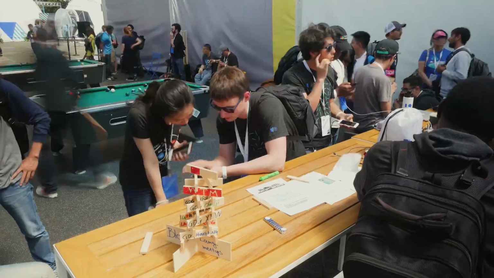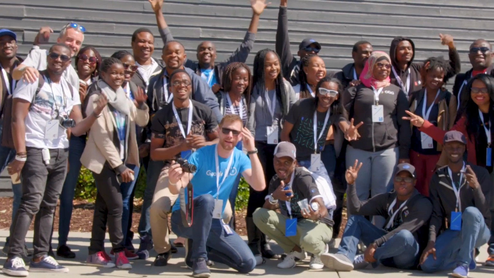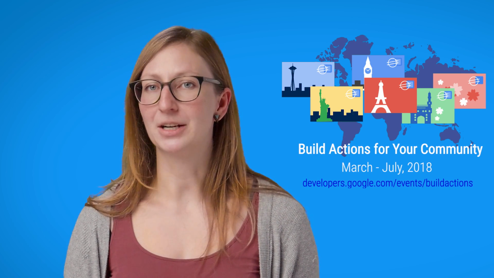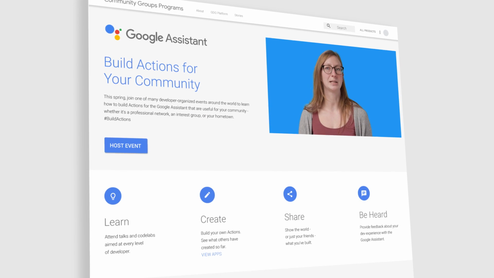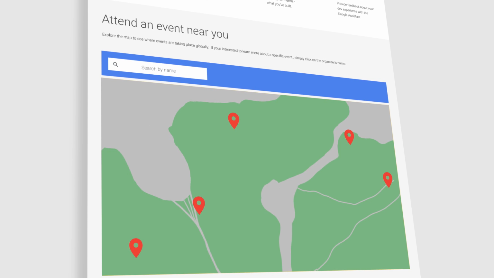If you have an idea that you care passionately about, improves your life, or supports a community that you're a part of, this is your chance for it to become an action for the Google Assistant. And to make that happen, we're supporting developer communities all around the world to build actions for their communities. You can join one of the many events that are happening from now until mid-July and create actions on Google that you care about together with other developers.